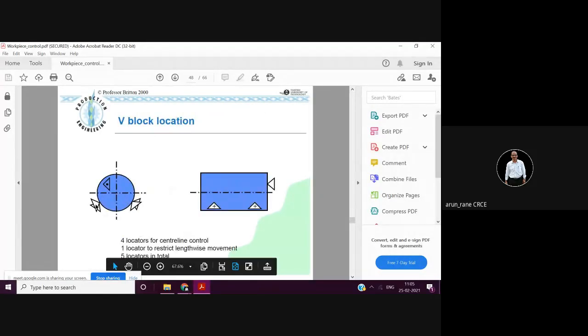So V block, like now here, this round component is being kept on the V block. So the V block is like this, isn't it? And it is like this. So your contact points are going to be this and this. Here we are showing the symbol of locator, but in practice, it will be done by the V block. Suppose I am keeping a parallel block here, then the contact point will be here.